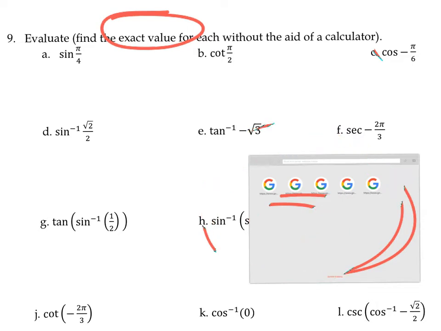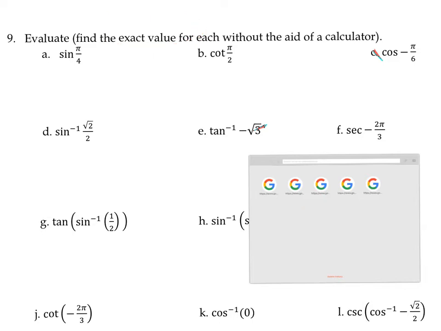It says, what is secant at negative 2 pi over 3? 2 pi over 3 is here, but negative 2 pi over 3 is the same thing as 4 pi over 3. Secant is 1 over cosine, which is 1 over x. So 1 divided by negative 1/2 is the same thing as 1 times negative 2. So that's going to be negative 2.